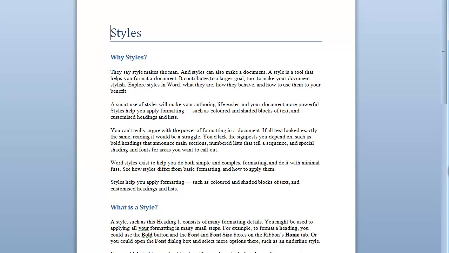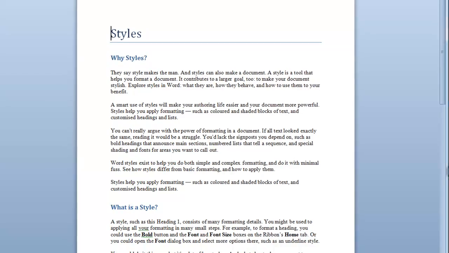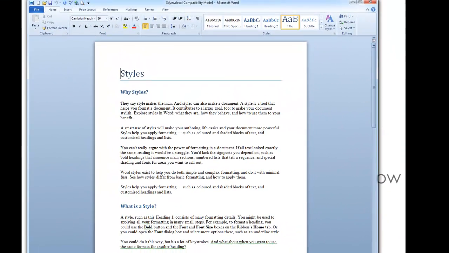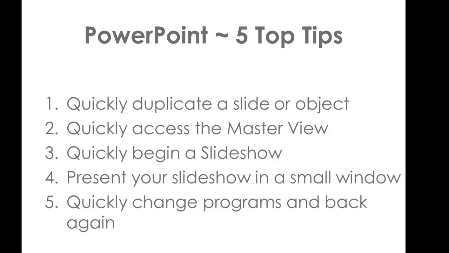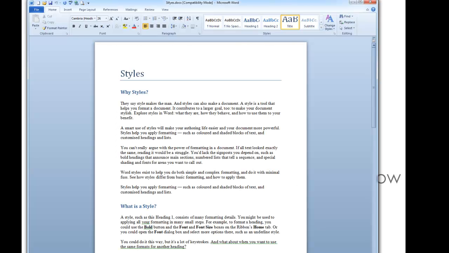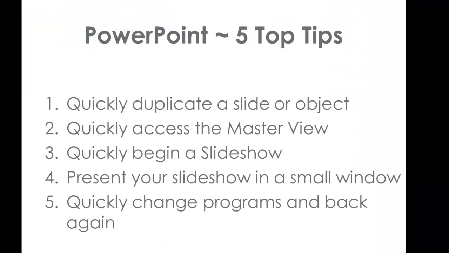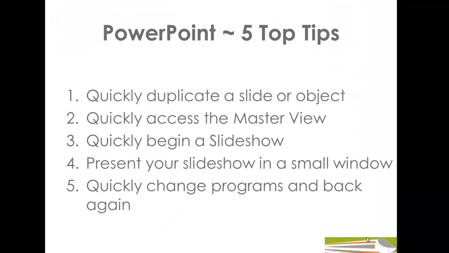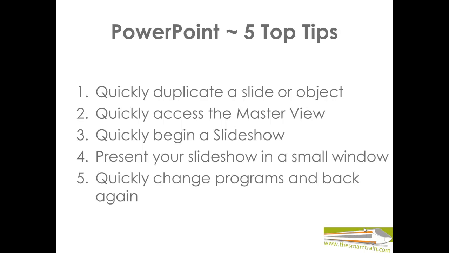Now this is where it gets a little tricky. To go back to your presentation, you need to trust in the system. If it was the last thing that you were looking at, simply pressing Alt and Tab again will bring you straight back to your slideshow. Alt and Tab will always bring you back to the last program that you had open on the screen. For example, I just pressed it again, it brought me back to the Word document, and of course again will bring me back to my presentation. So there you have it, your top 5 presentation tips from the Smart Train.